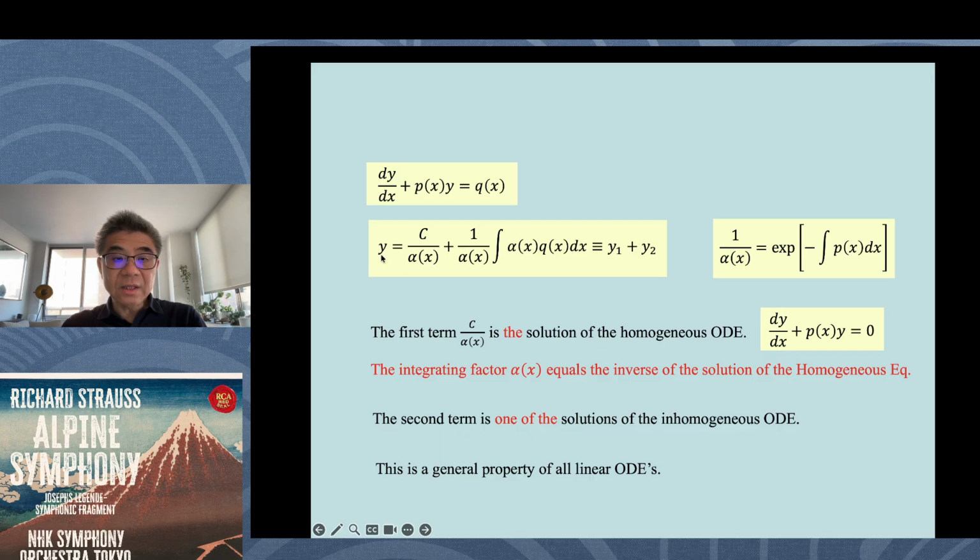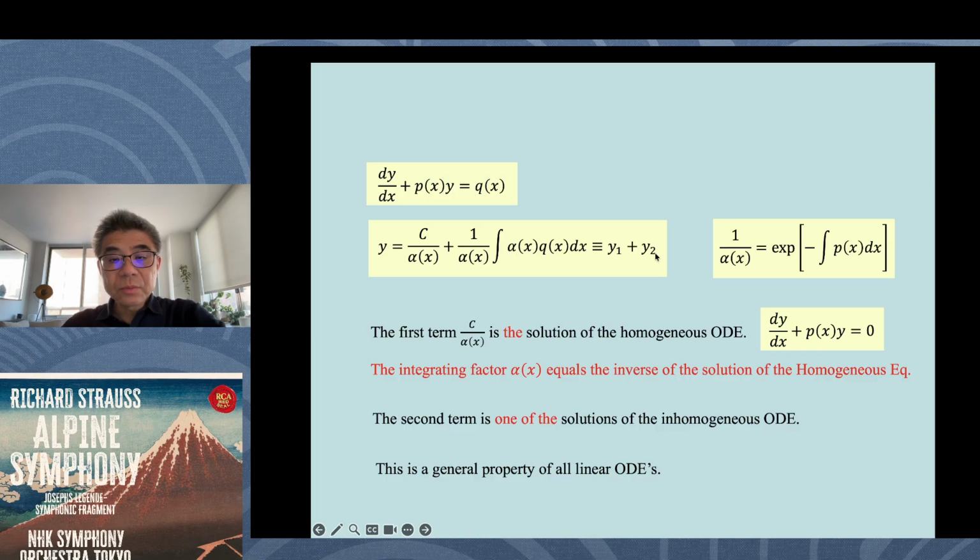Therefore, when we look at the solution we have written down earlier, y equals c over alpha of x, the first term is actually the solution of a homogeneous ODE. That's called y1 here. The reason is that the integrating factor alpha is equal to the inverse of the solution of a homogeneous version. So that's why we call it y1.